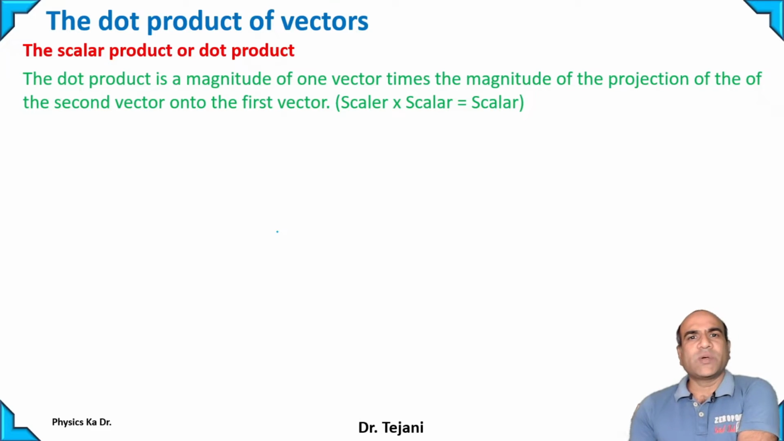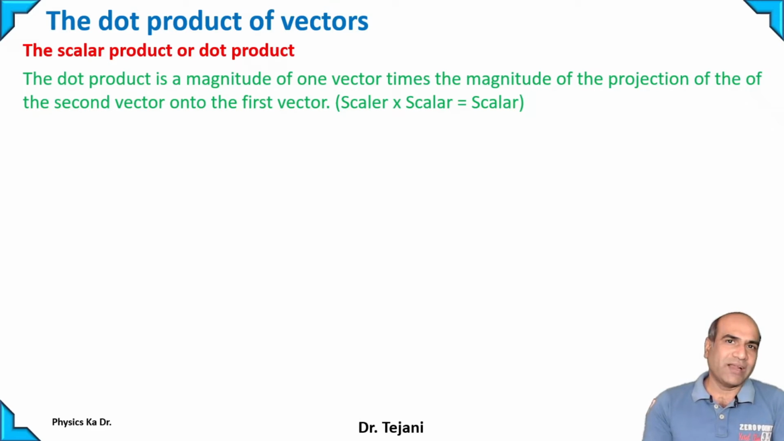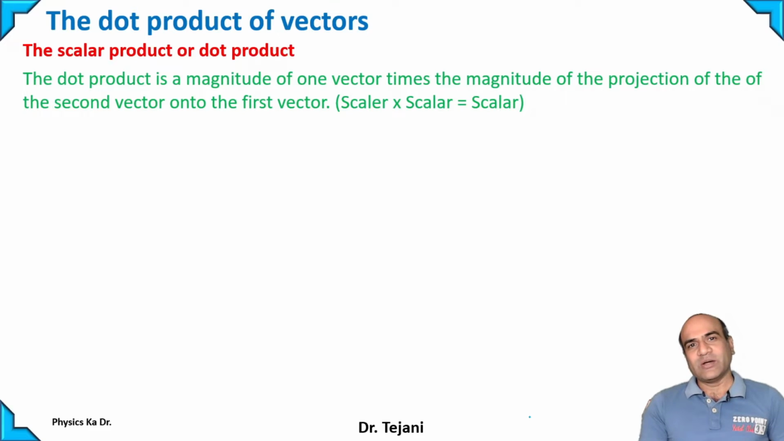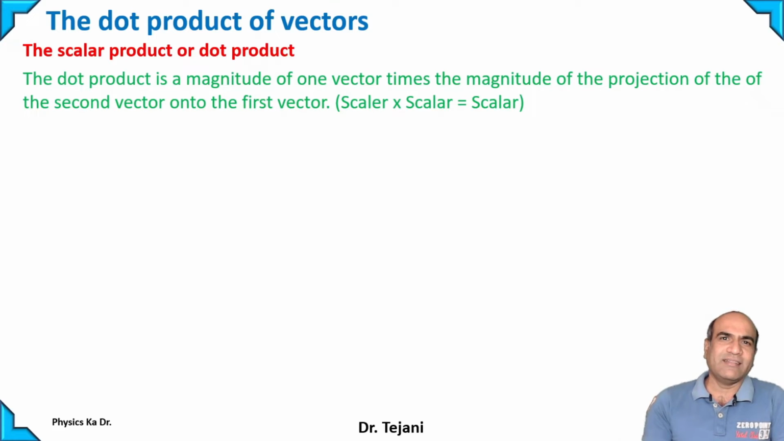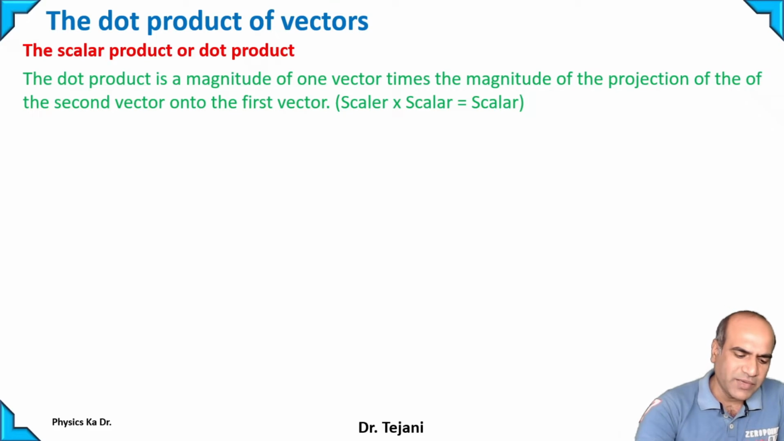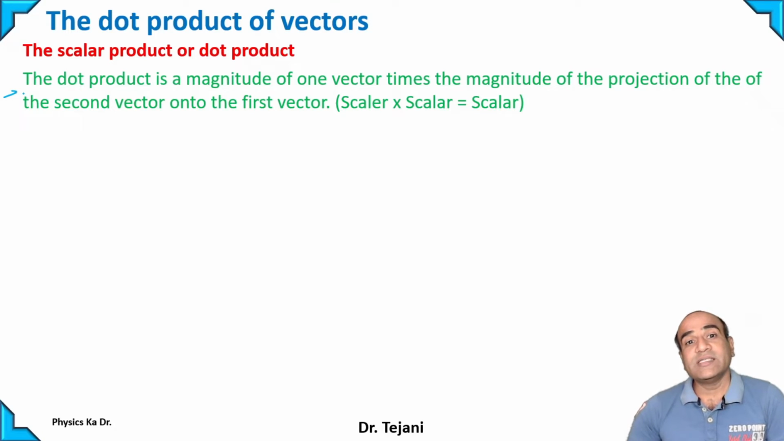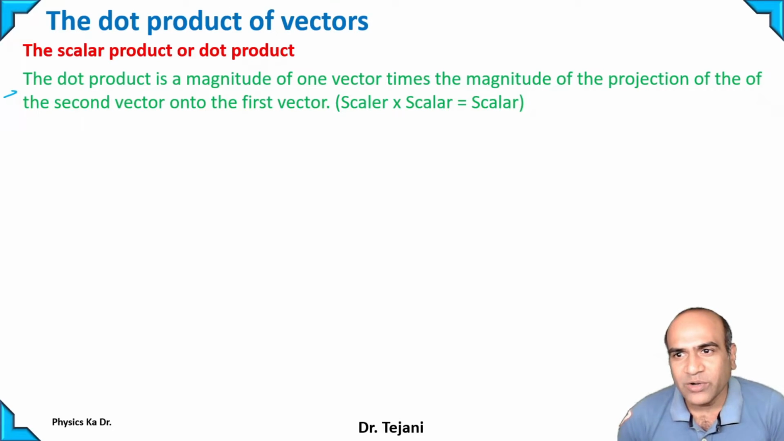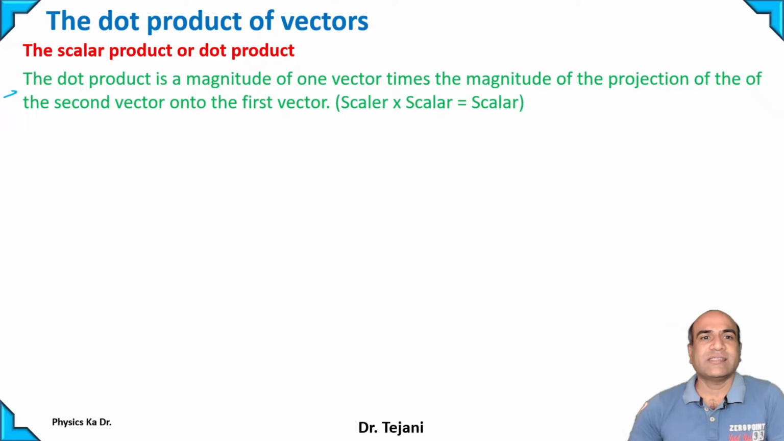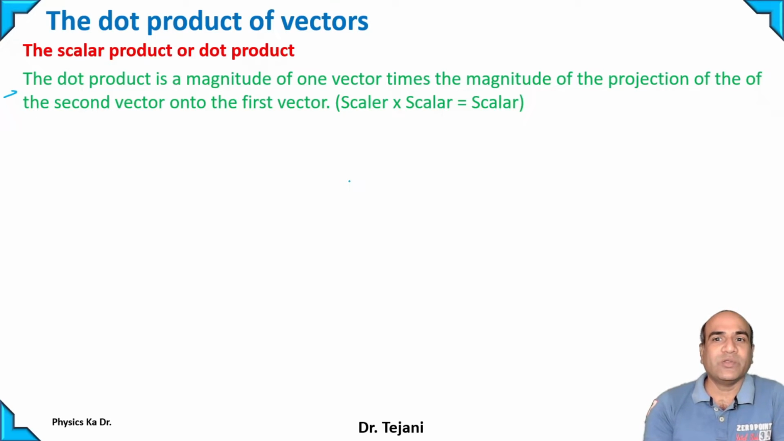Now the dot product of a vector. This is very important. Dot product and cross product. We have been waiting for that, and now it's here. Dot product is also known as a scalar product. So what is mentioned in the definition? The dot product is the magnitude of one vector times the magnitude of the projection of the second vector onto the first vector.